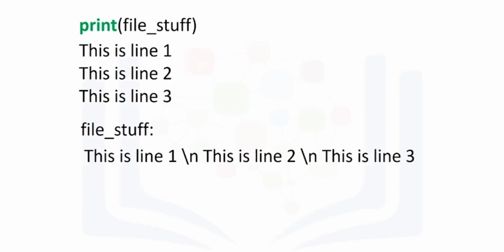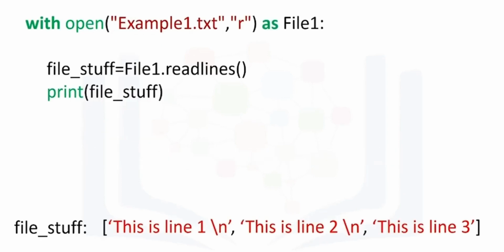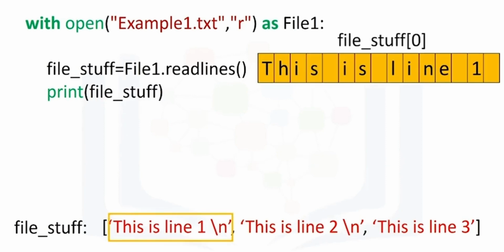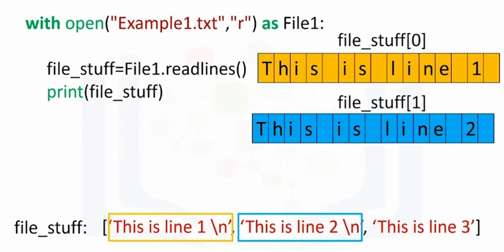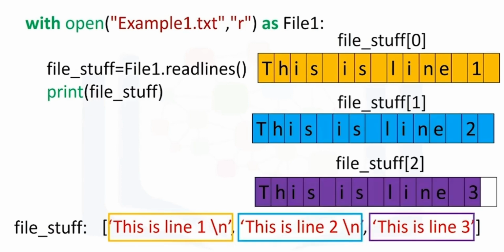When we examine the raw string, we will see the /n. This is so Python knows to start a new line. We can output every line as an element in a list using the method readLines. The first line corresponds to the first element in the list. The second line corresponds to the second element in the list, and so on.